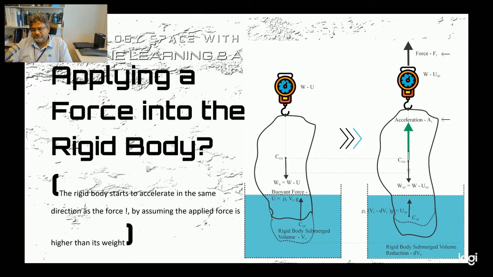Now think about a situation where we apply an external force, F1 in this figure, into the scale and try to pull this rigid body out of this fluid. What could happen? These are the effects we're going to discuss one after another throughout this presentation. The first thing you could notice is that since there's an external force applied to this rigid body, the rigid body starts to accelerate. The acceleration is represented in this figure by A1. The external force is represented as F1.